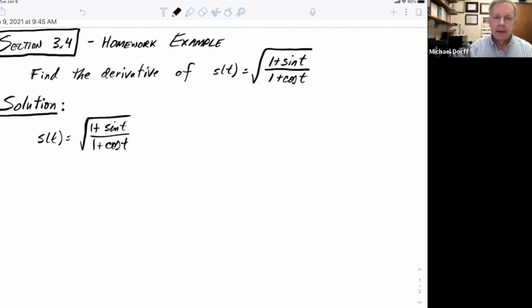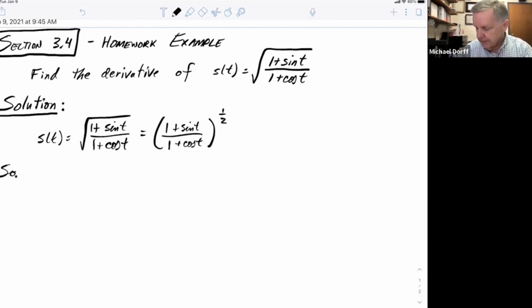Because this is complicated and I have the square root here, I'm going to rewrite this as a parenthesis to the 1/2 power, where inside the parentheses I have the 1 plus sine t over 1 plus cosine t. This will make it easier to use the power rule, which I need to do first, and then I'll use the chain rule. So in looking at the derivative, I have the derivative equals.